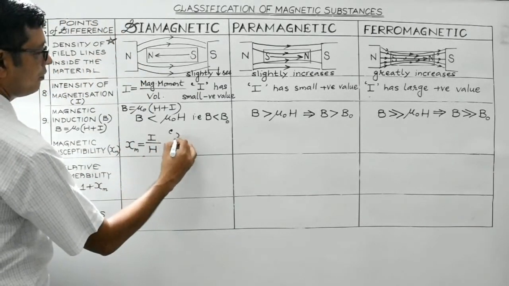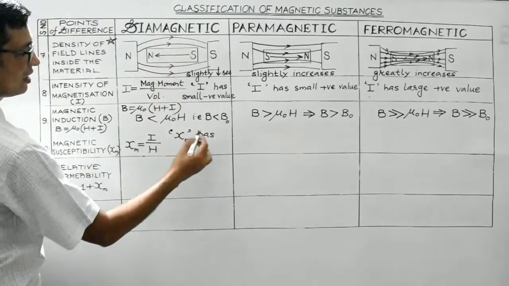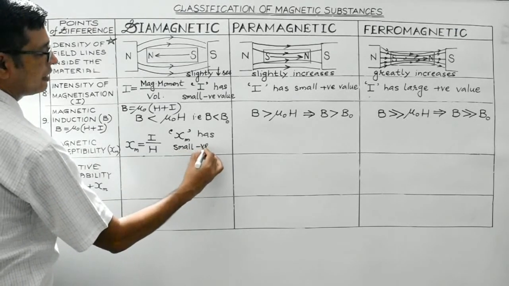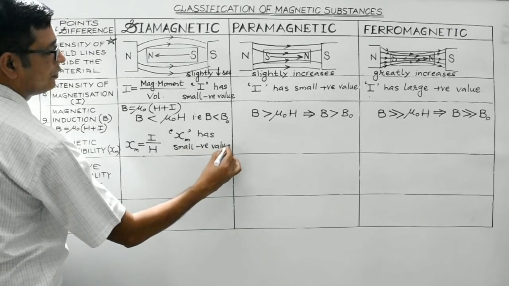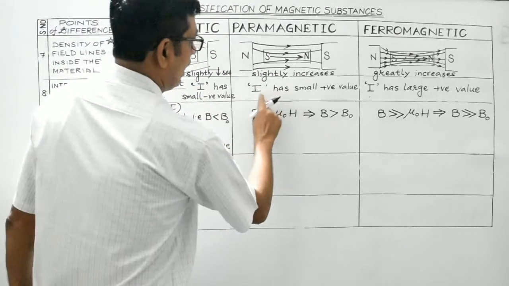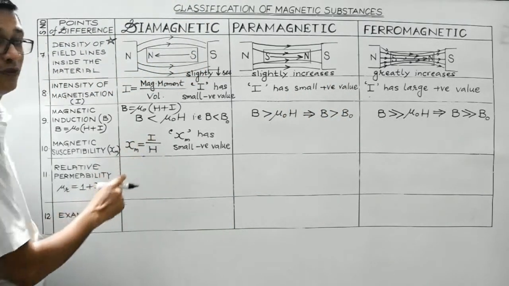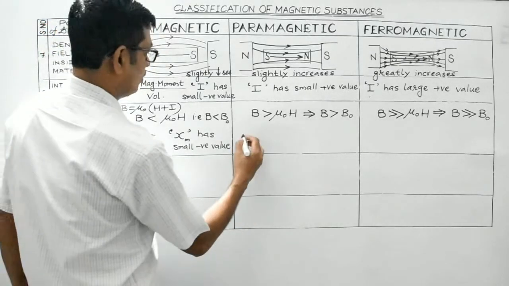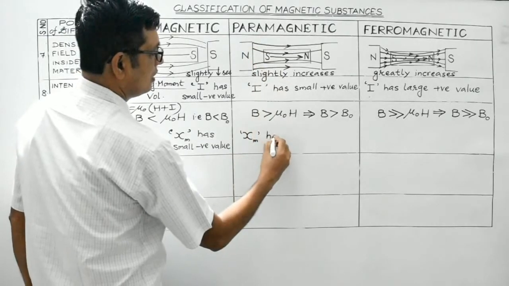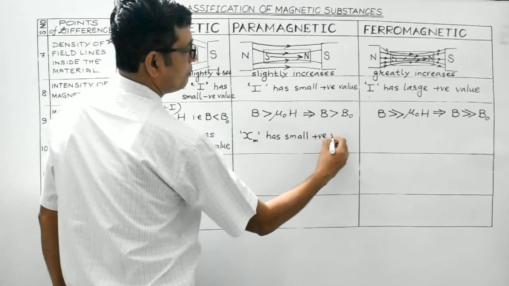So, chi m for diamagnetic material has small negative value. Right? Okay. Here, I has got small positive value. So using this formula, since I has got small positive value, chi m will also have small positive value. So here, magnetic susceptibility of a paramagnetic substance has small positive value.